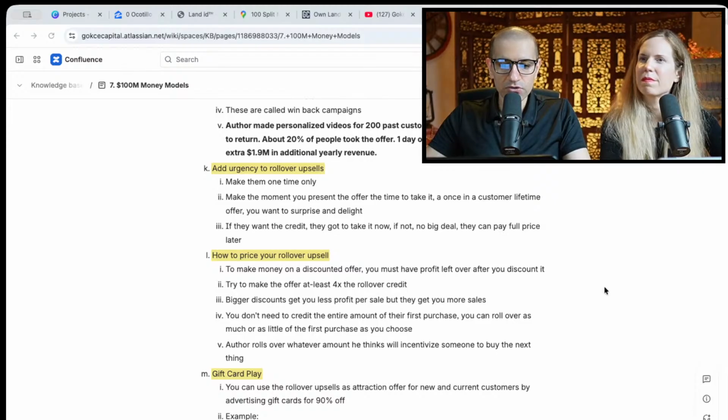Add urgency to rollover upsells. Make them one time only. Make the moment you present the offer the time to take it. A once in a customer lifetime offer. You want to surprise and delight. If they want the credit, they've got to take it now. If not, no big deal. They can pay full price later. This we need to incorporate in your message.